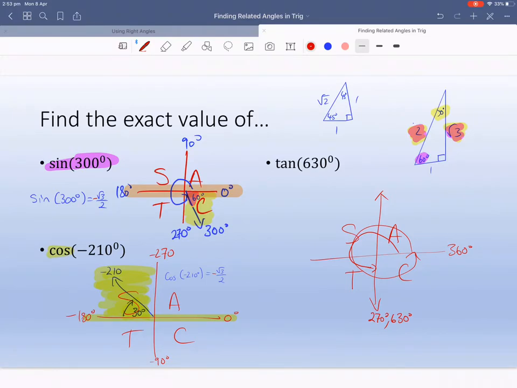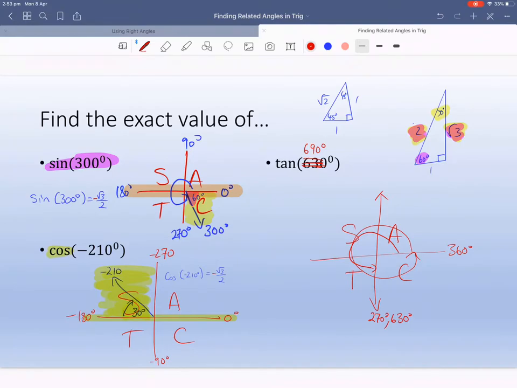Now, this one, I suggest you just put in your calculator. So go tan 630, and you get an error. So it's undefined. In actual fact, that's not the one I wanted to give you. I made a mistake, okay? So let's do tan 690, all right?